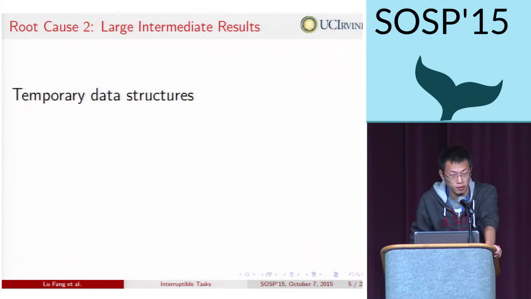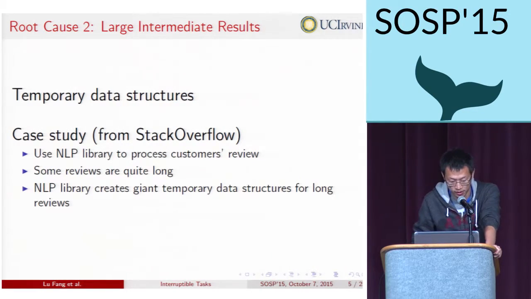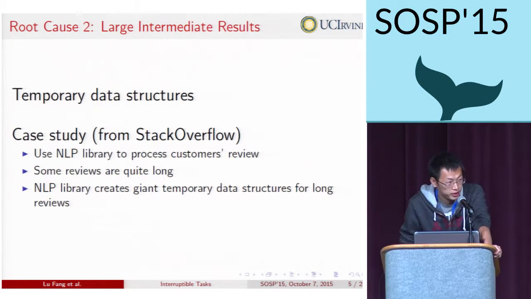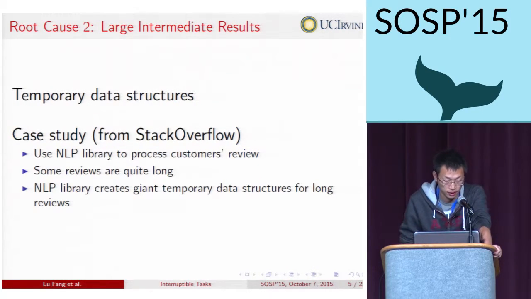The second root cause for the memory pressure problem is large intermediate results generated by the task. During the execution, the task may create some temporary data structures. If the data structures are too large, they can incur memory pressure. Here is another interesting case from Stack Overflow. Some developers try to use a third-party library to process some customers' reviews. Some reviews are quite long, and the third-party library creates a giant temporary data structure for it. Suddenly, the system suffers from memory pressure and crashes.